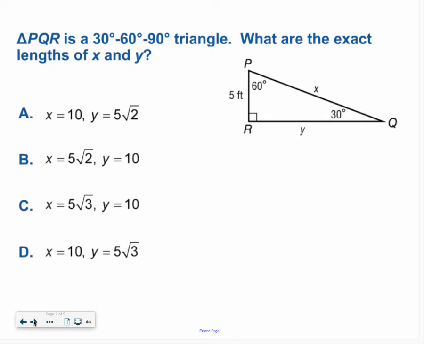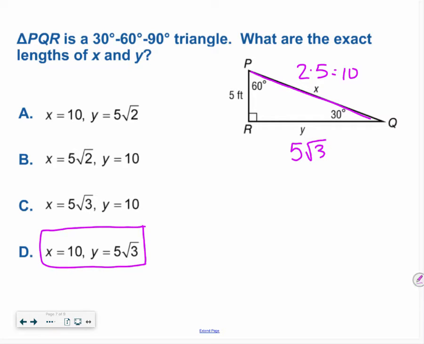Why don't you go ahead and try to solve for this 30, 60, 90 triangle. Hopefully you saw that our hypotenuse is always going to be 2 times our shorter leg, so you ended up with 10. And then our longer leg is the shorter side times the square root of 3. So you should have ended up with letter D, or x equals 10, y equals 5 square root of 3.